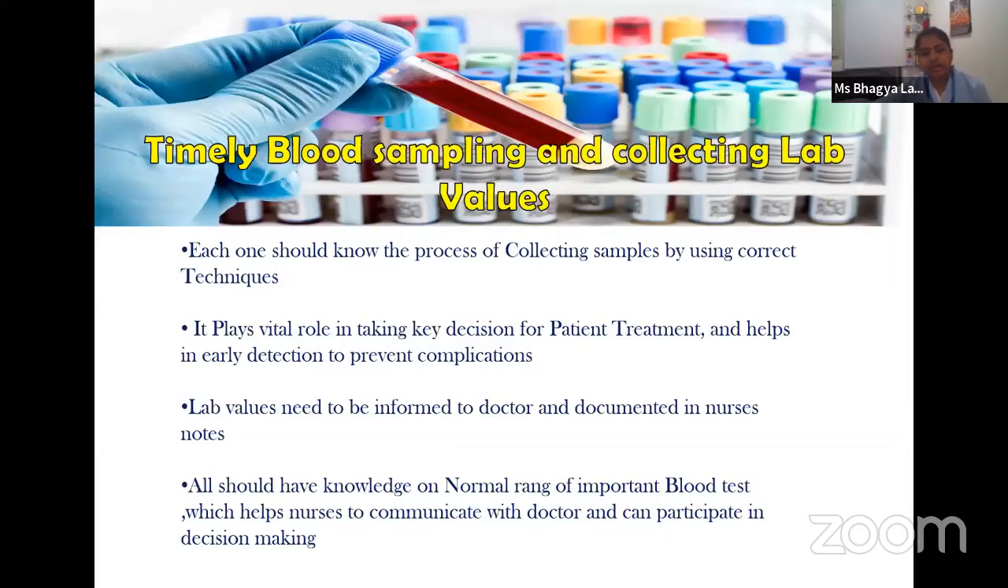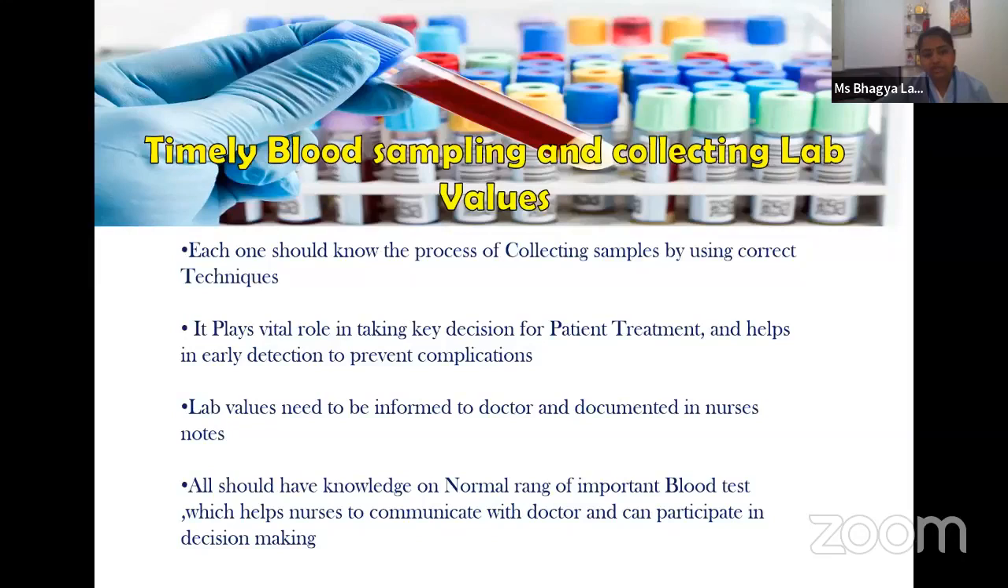Why are we talking about blood sampling? Because for any patient in the ICU, there are so many parameters that help the doctors in taking decisions, treating a patient and planning a treatment. So each one should know the process of collecting the samples using correct techniques. It is mainly applicable when we collect samples from the central line and from the arterial line for arterial blood gas analysis, ensuring we follow hand hygiene, clean the connectors with an alcohol swab, collect the samples without any air in the samples, and flush the line without any air bubble in the line.